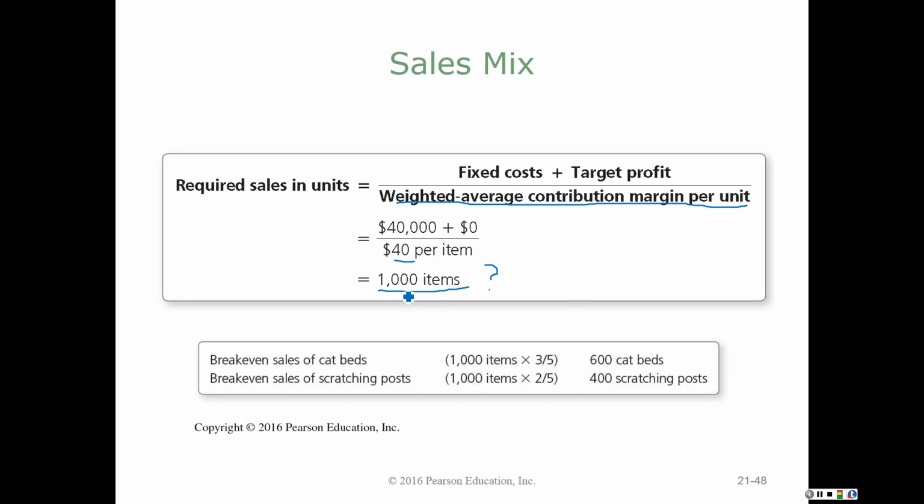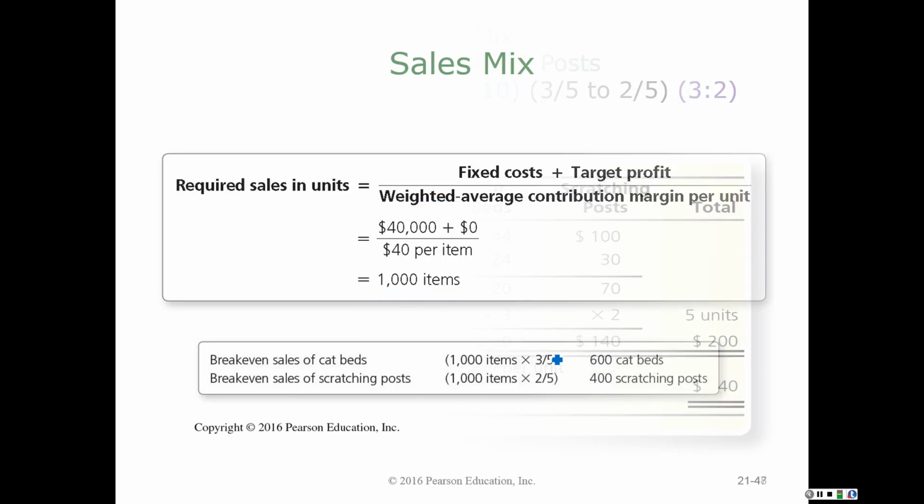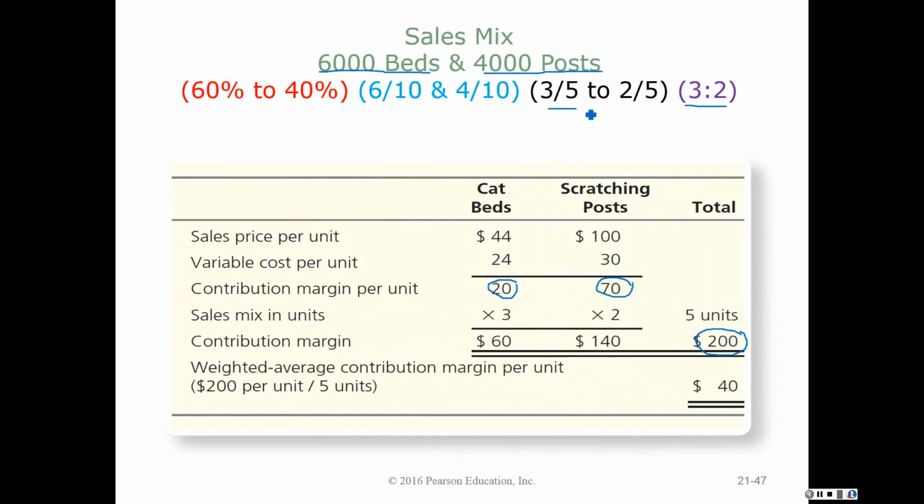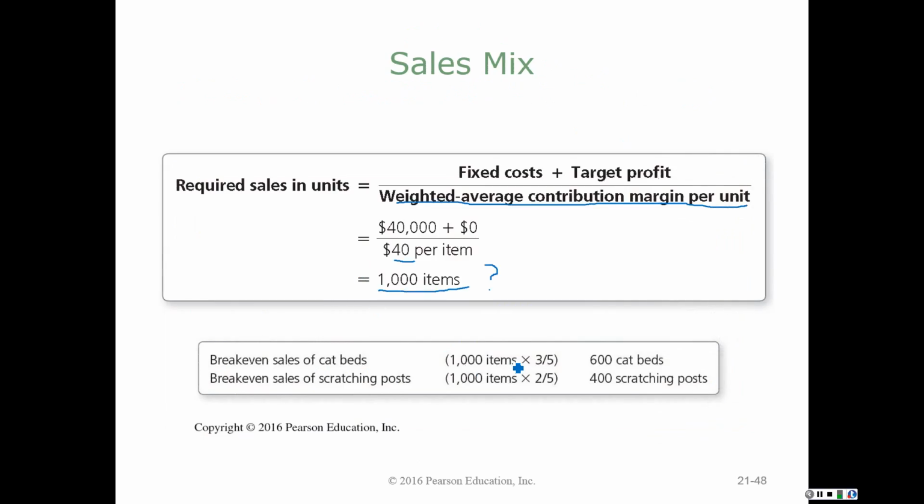Out of those 1,000 items, let's go back to our sales mix here, 3/5 of those are going to be my cat beds, 2/5 of those are going to be my scratching posts. So out of the 1,000 items, 3/5 need to be cat beds, 600, and 2/5 need to be scratching posts, 400. So in order to break even in this particular market, I need 600 cat beds and 400 scratching posts. This is just a simple method to show us how we can calculate break even if we have multiple products that don't have the same sales and variable cost.